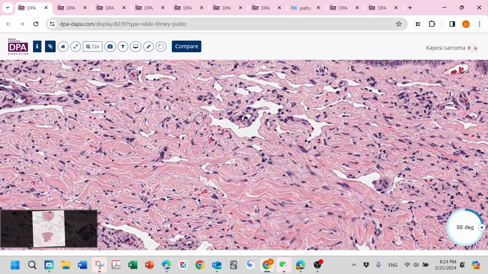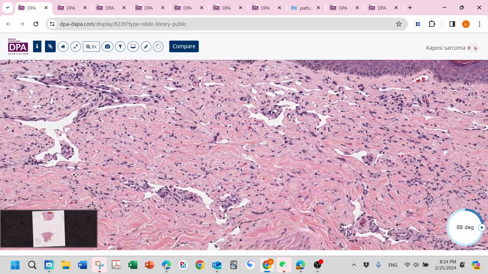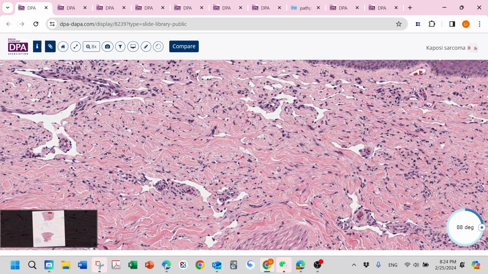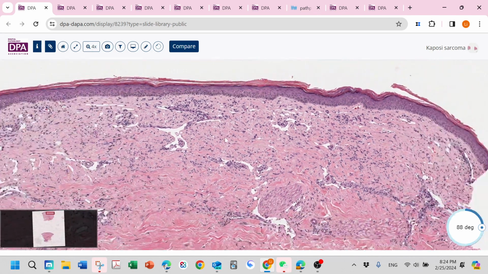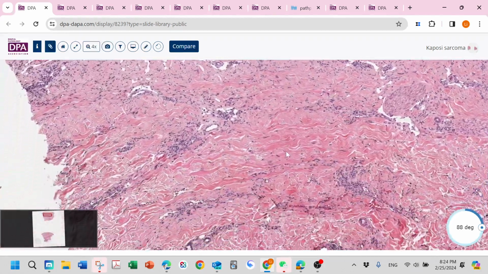See another promontory sign. This example is really classic. A vessel, and then vessel endothelial cells try to grow inside the vessel. Promontory sign. That is really characteristic for Kaposi sarcoma.